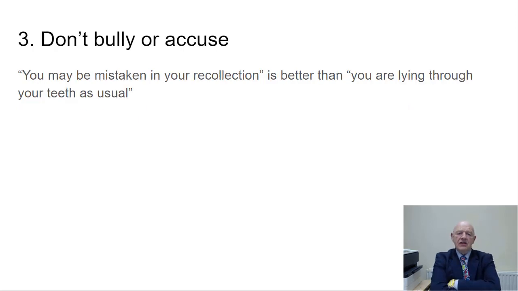Don't bully or accuse the witness. "You may be mistaken in your recollection" is far better than "you're lying through your teeth as usual," because if you bully or accuse a witness in cross-examination, the likelihood is he or she will get a fair degree of sympathy from the decision maker.